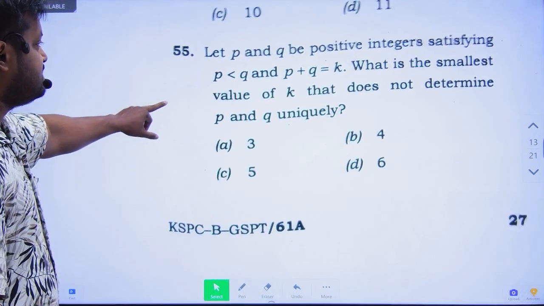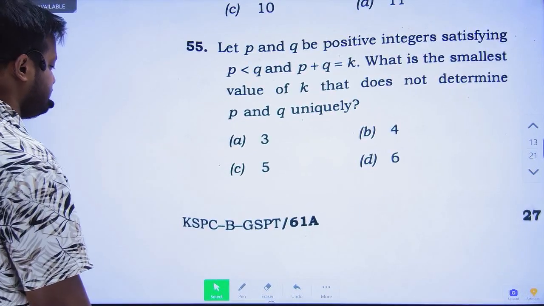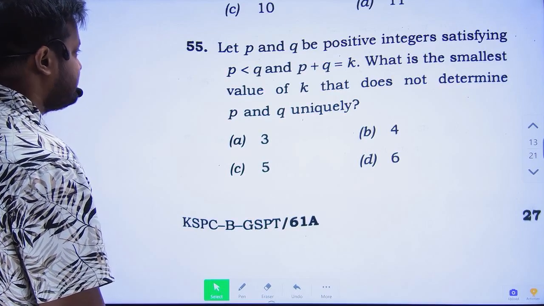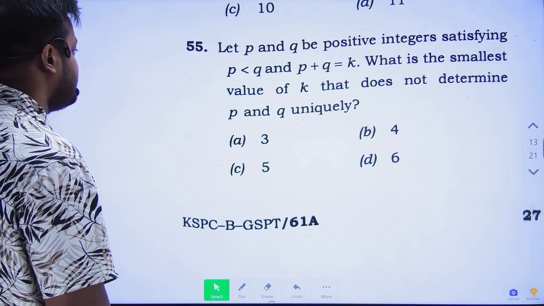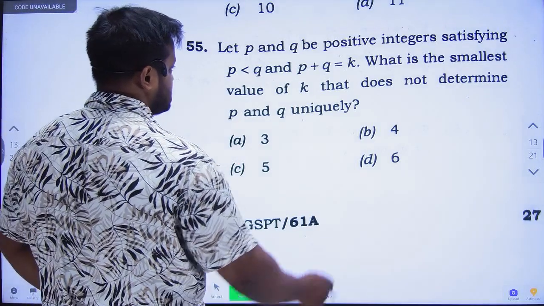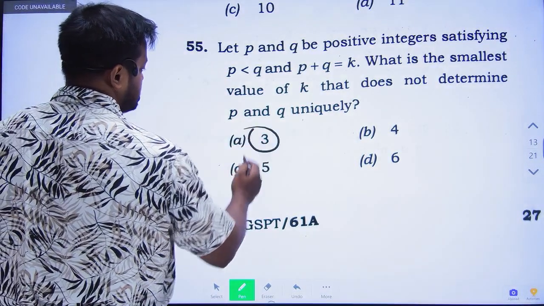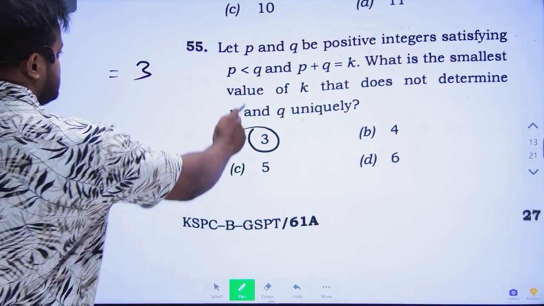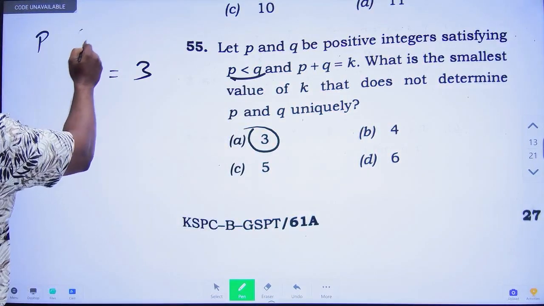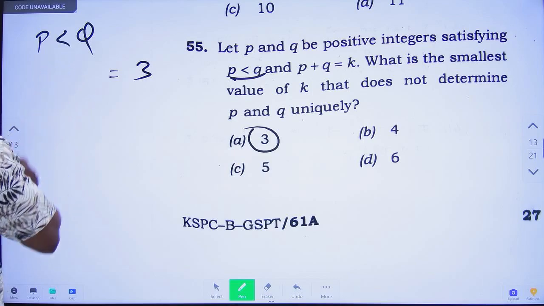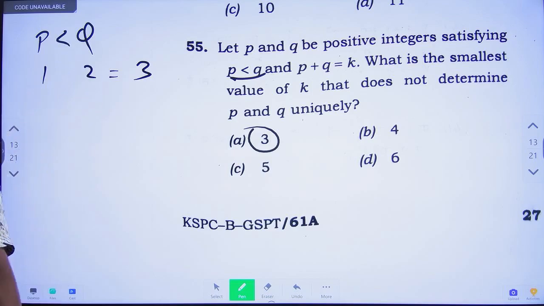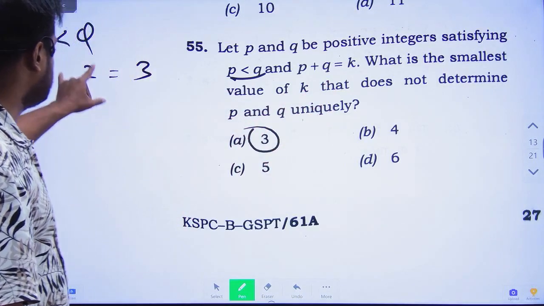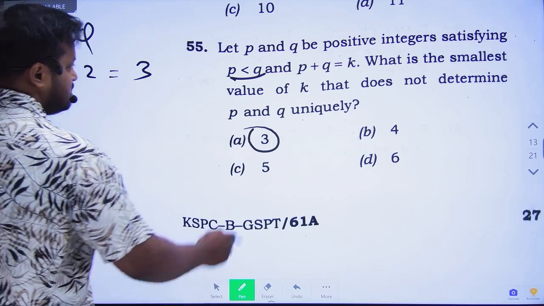P and Q are positive integers satisfying Q greater than P, and P plus Q equal to K. What is the smallest value of K that does not determine P and Q uniquely? Okay, we can use options here. Let's say first option, if K equal to 3, then Q is greater than P, so this is P and this is Q. The condition is Q is greater than P, so this is 1 and this is 2. Here we can determine uniquely, right? So this is not the answer.